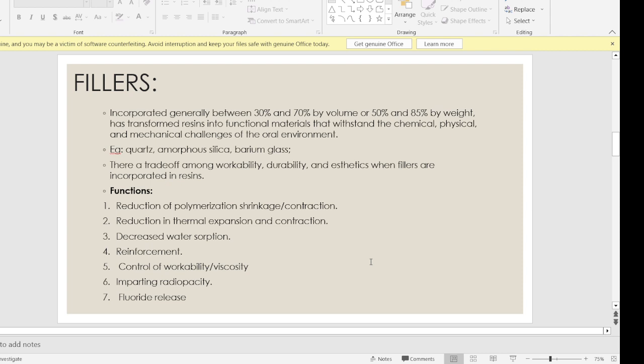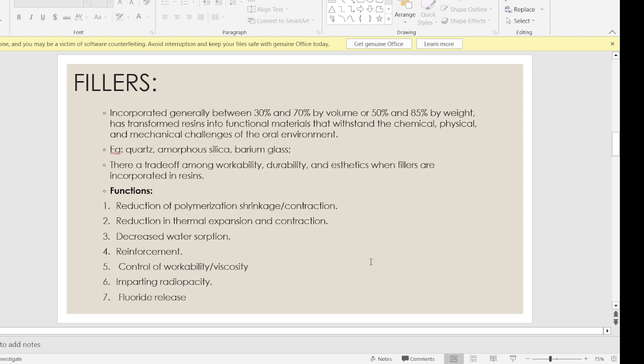Now coming to the filler, it is there to give more aesthetics and to be accepted by the tooth structure. We incorporate 30 to 70% by volume, or 50 to 85% by weight, of filler particles. The main function of the filler is to withstand the chemical, physical, and mechanical challenges of the oral environment. For example, the fillers we have are quartz, amorphous silica, and barium glasses.